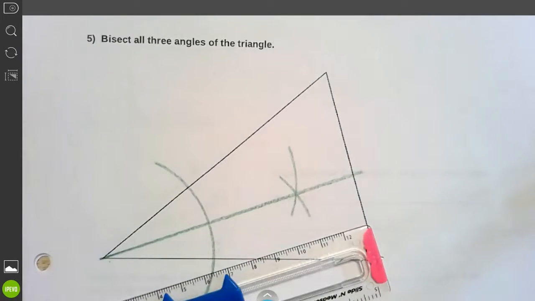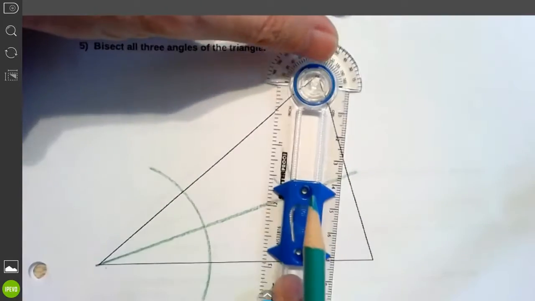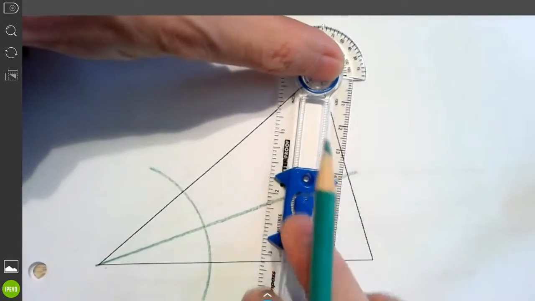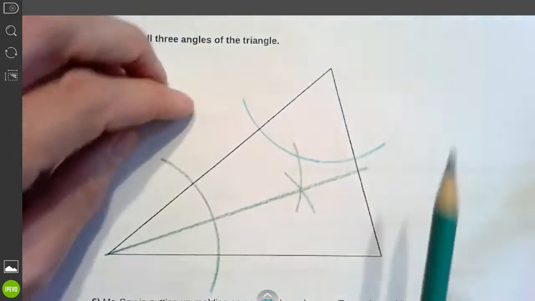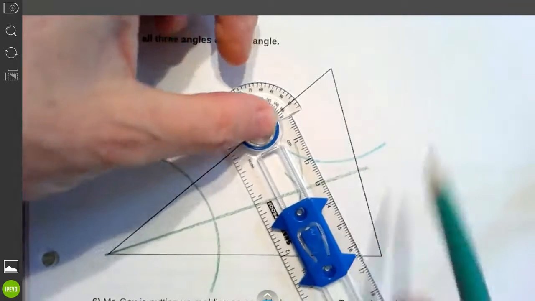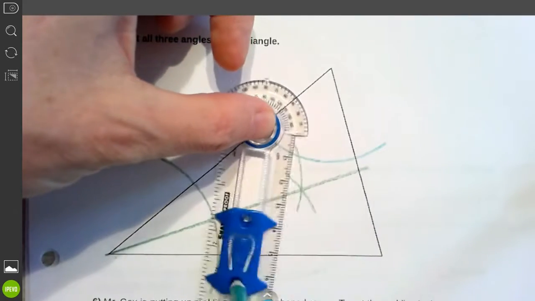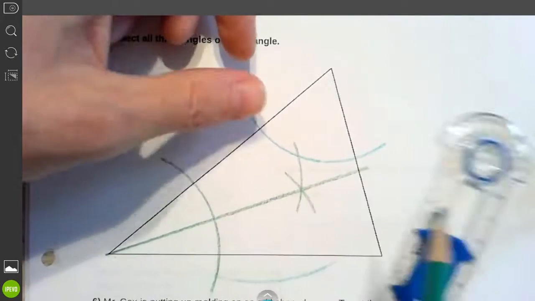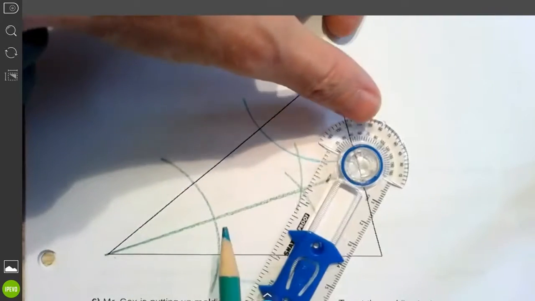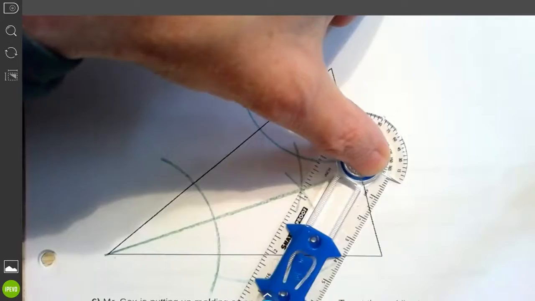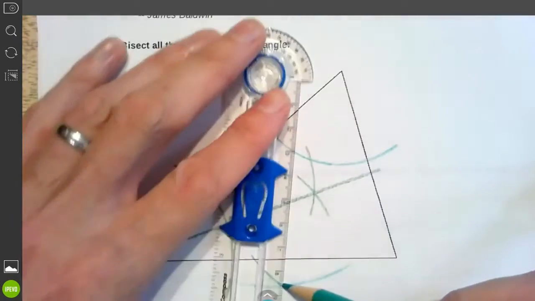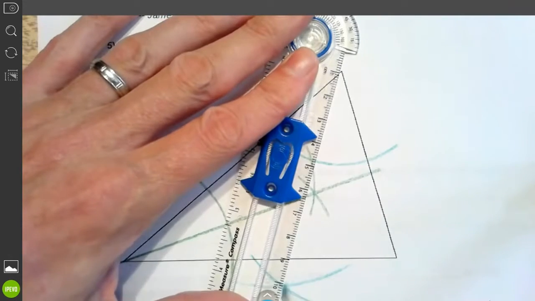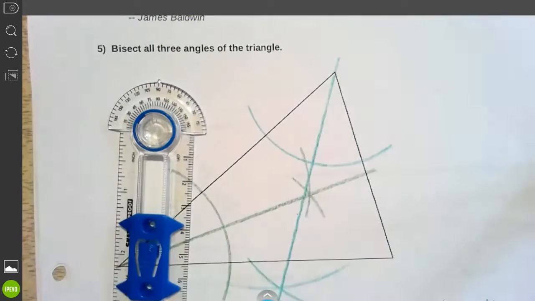Okay, let's do another one. Let's bisect the top angle up here. So same idea. Hey, if you need to turn the paper around, turn the paper around. No one cares. Arc through the angle. Again, I'm ignoring this. I'm just looking at that angle. From each of these, I'm going to use this different measurement. I'm going to come down here this time. It kind of helps if you're outside the triangle. It makes it a little easier to work with. Do the same down here. There we go. And connect my X to my vertex. Done.